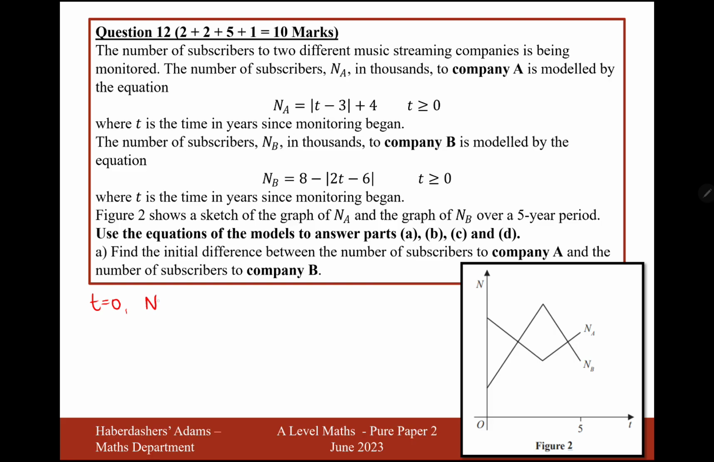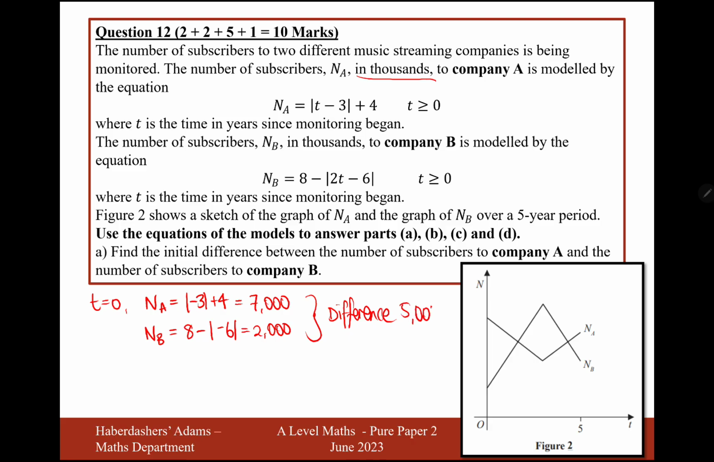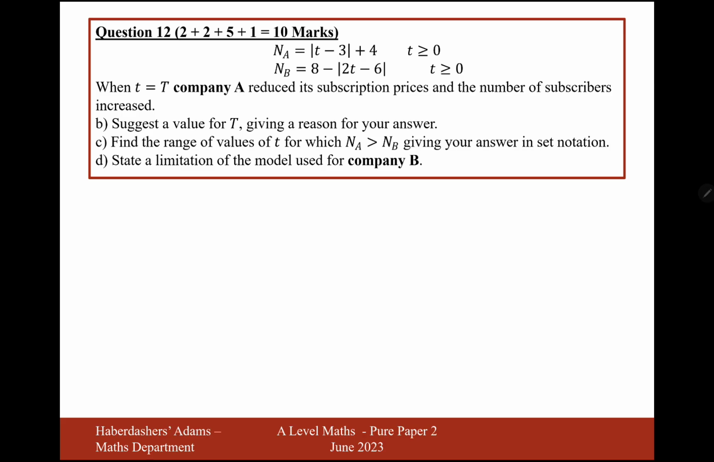So N_A is equal to the modulus of -3, plus 4. So that's going to be 7, or 7,000 because it's in thousands. And N_B is going to be 8 minus the modulus of -6, which is 2, or 2,000. So therefore the difference is 5,000. So there we are, that's the answer for part A. Let's now move on to part B, C, and D.